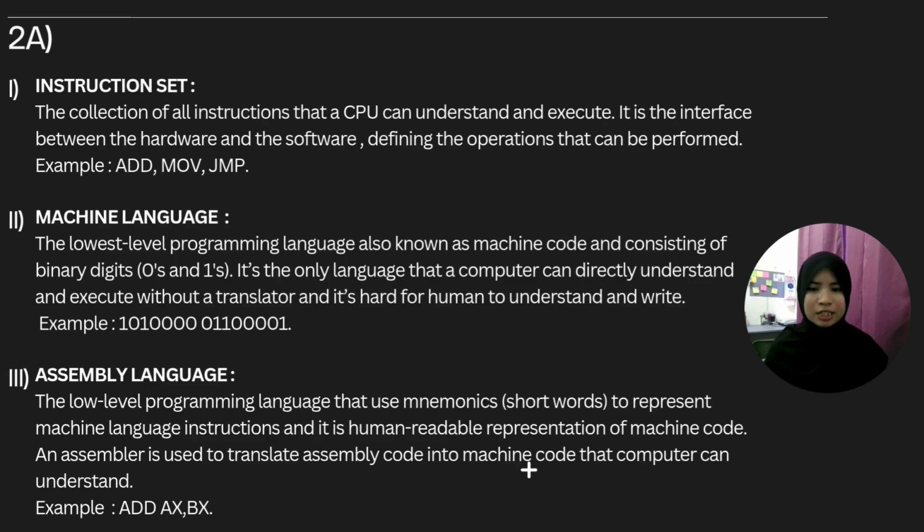Lastly, assembly language. Assembly language is the low-level programming language that uses mnemonics, which are short words, to represent machine language instruction, and it is human-readable representation of machine code. An assembler is used to translate assembly code into machine code that a computer can understand. For example, ADD AX, BX.